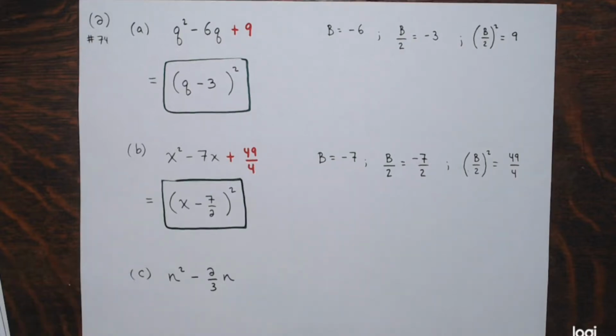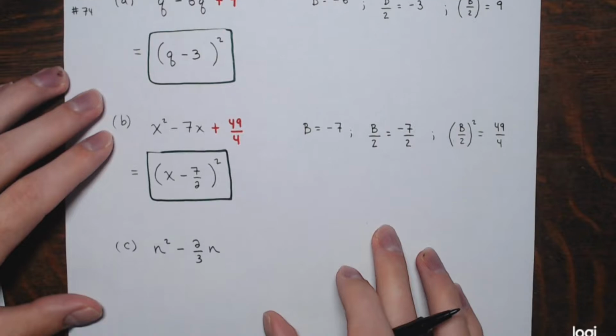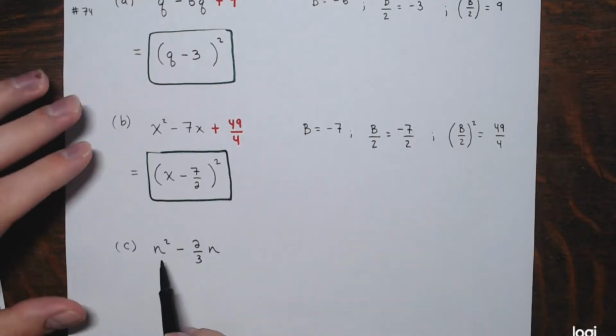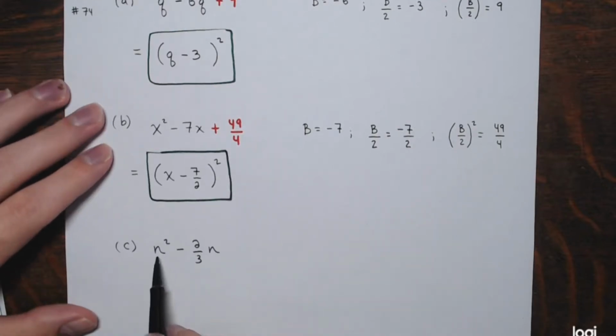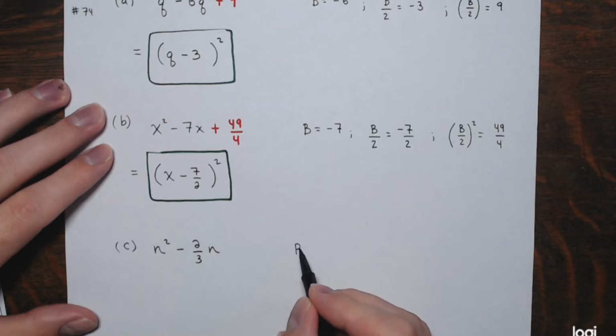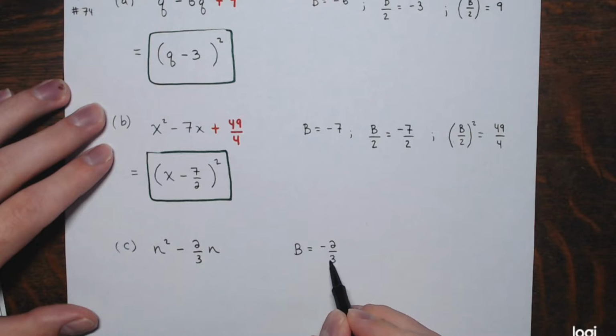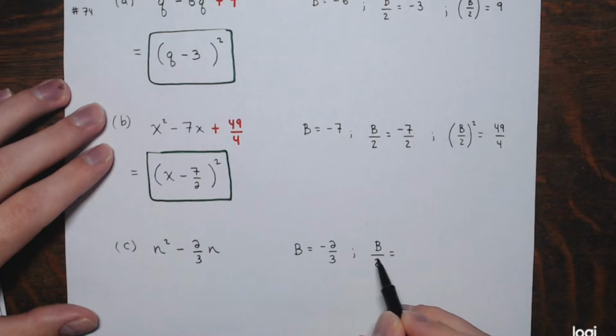Fantastic. I've got just one more of these. They're all the same. So part C, we've got a quadratic term and a linear term like I want. The quadratic term has a coefficient of 1 like I want. Now I'm just taking a look at the linear coefficient, b, which is -2/3. Then half of this, b divided by 2, is -1/3, or -2/6, but that reduces to -1/3.